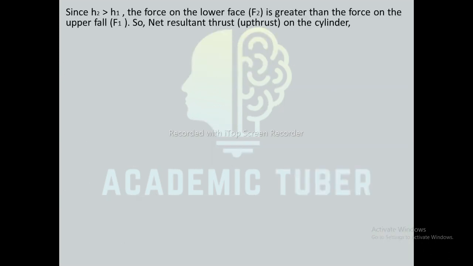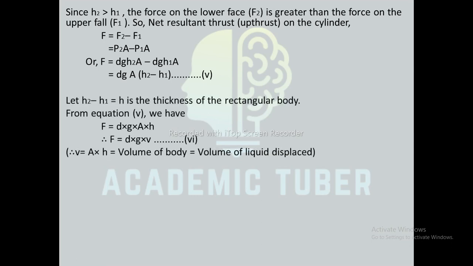Since h2 is always greater than h1, the force on the lower face F2 is greater than the force on the upper face F1. So the net resultant thrust on the cylinder is given by F equals F2 minus F1, which equals P2A minus P1A, which equals d g h2 A minus d g h1 A. Now we are going to take d g A common. So d g A into h2 minus h1. Let h2 minus h1 equal h, which is the thickness of the cylindrical body.